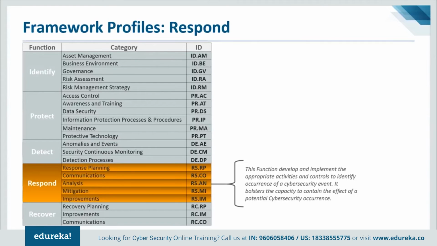Now next we have the Respond function. Now to develop and implement appropriate activities to take action regarding a detected cybersecurity incident, the Respond function supports the ability to contain the impact of a potential cybersecurity incident. The outcome categories within this function include response planning, communications, analysis, mitigation, and improvements.